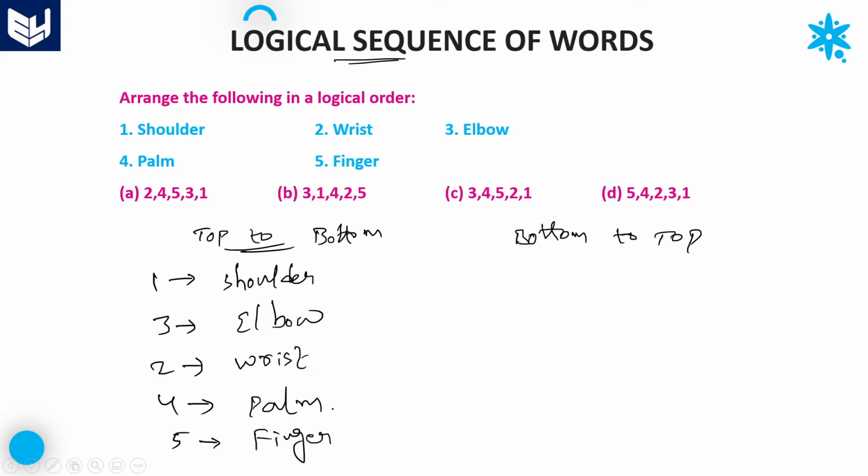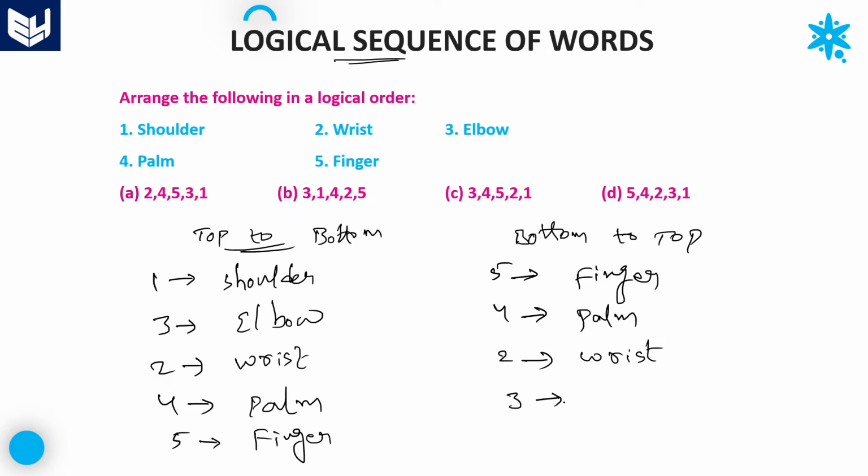If we want to write from bottom to top, that is just the reverse. First, the bottom one is finger. If you want to write from bottom to top, next one is palm. After that, wrist, that is the third word. And next one is elbow, the fourth word. And finally, shoulder.